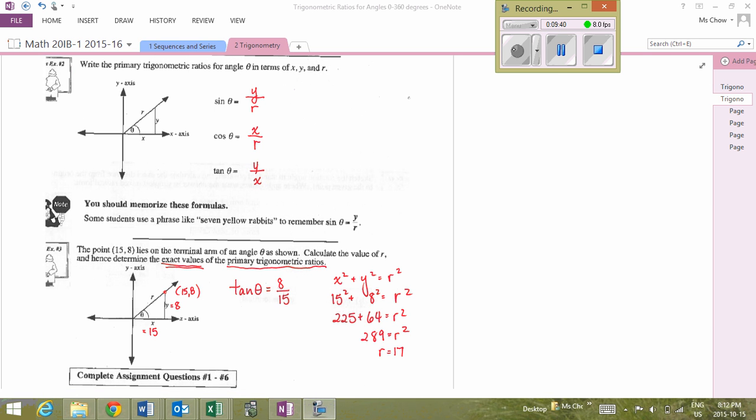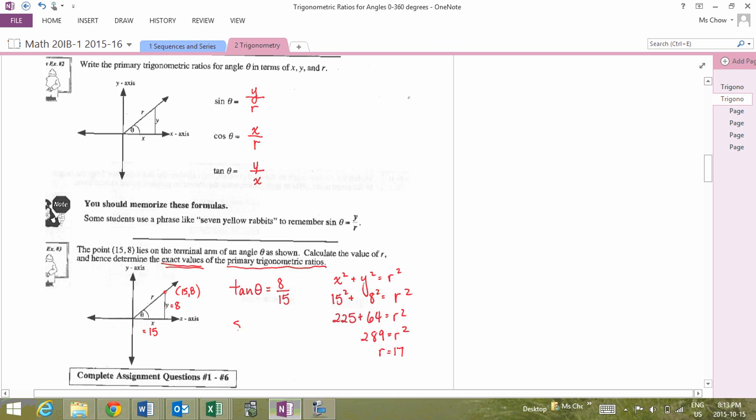So hopefully you found that when you substituted everything in, r squared was equal to 289, which is a perfect square. It nicely works out to the fact that r is equal to 17, and that is equivalent to our hypotenuse. So then we know that sine of theta is equal to y over r, or opposite over the hypotenuse, which is 8 over 17. And cosine of theta is going to be adjacent over hypotenuse, or x over r, or 15 over 17. Great.